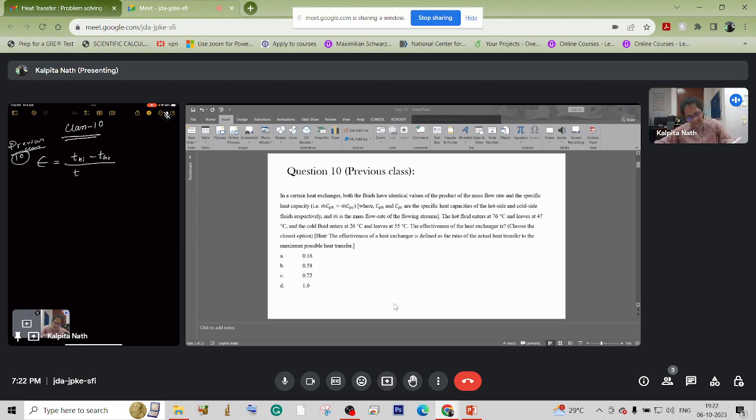and the maximum temperature difference, that is THI minus TCI. So the actual is 76 minus 47, the temperature difference of the hot fluid between inlet and outlet. And the maximum is the hot fluid inlet temperature of 76 minus the cold fluid inlet temperature of 26 degrees Celsius. So this is 29 upon 50, which will be 0.58. That is which option? This is option B.